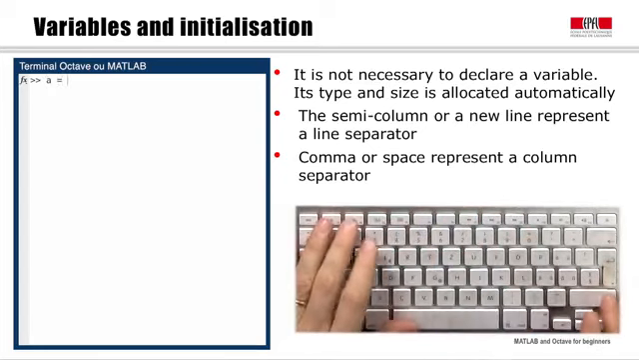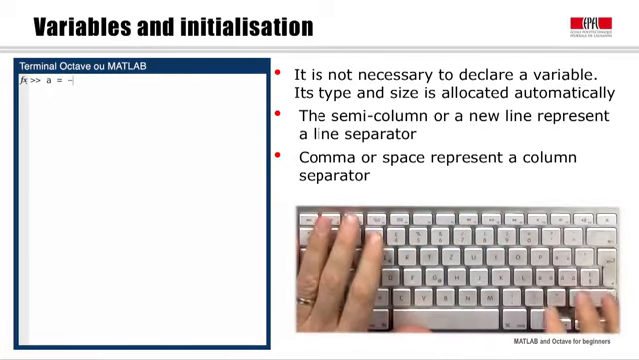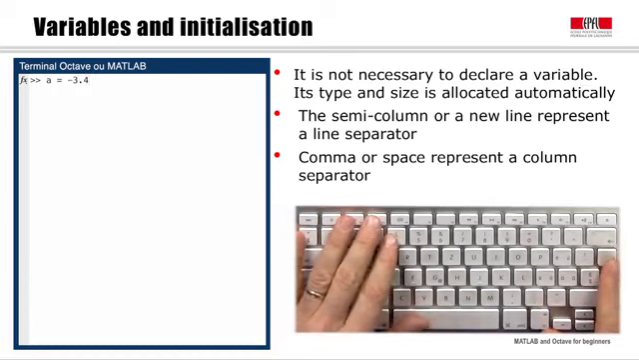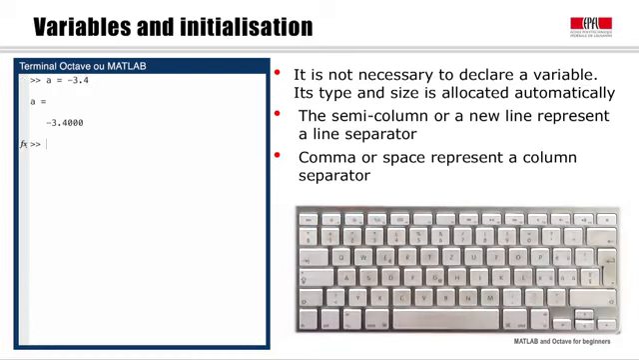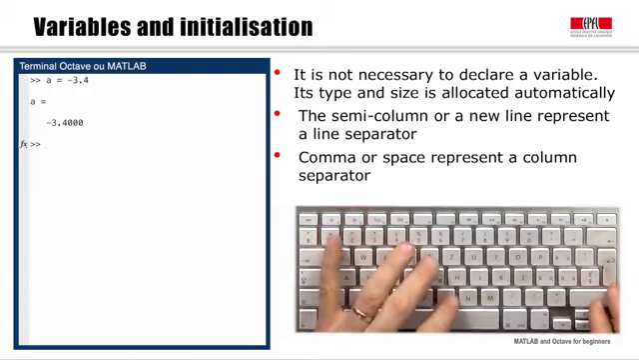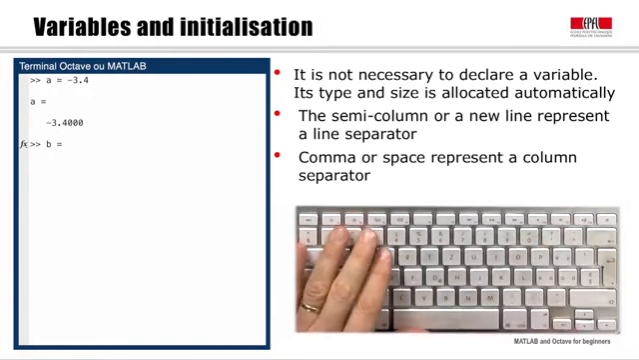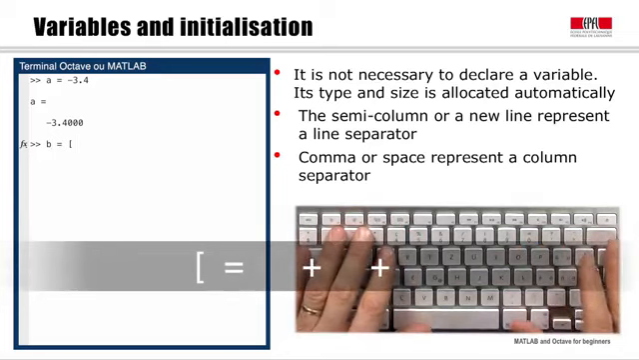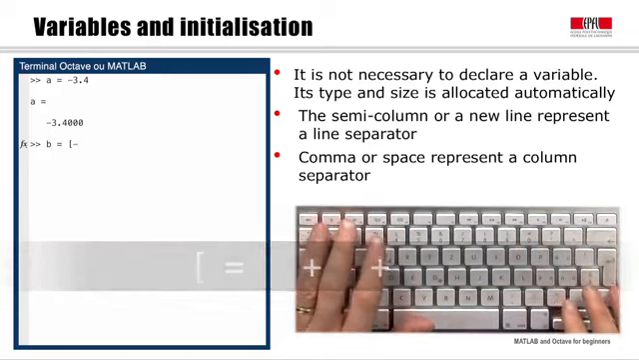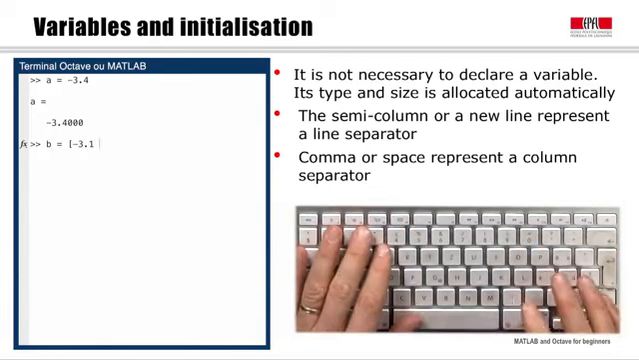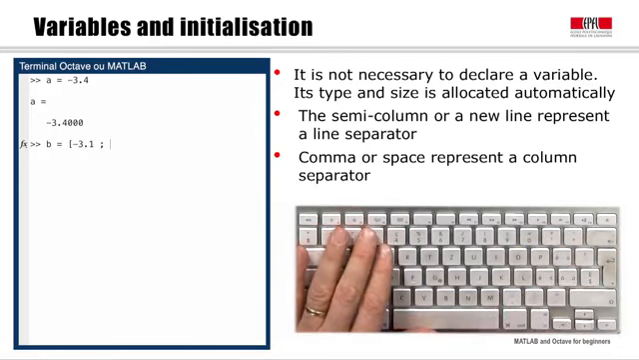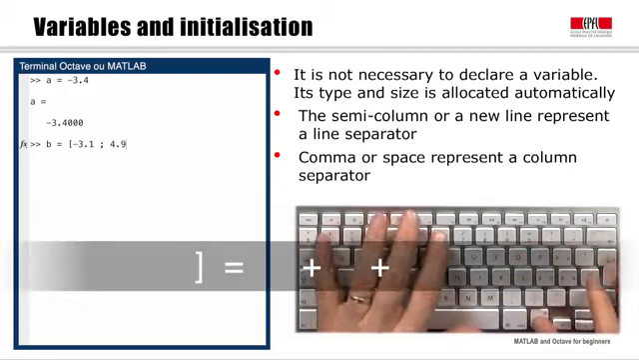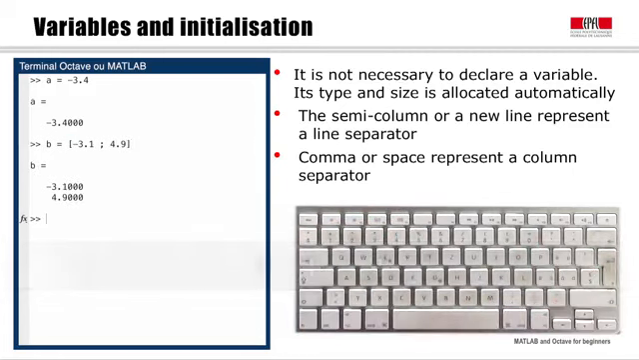So for example, if you want to set the variable at -3.4, I can simply type a equal to -3.4 and MATLAB or Octave recognizes it. I can simply define column vectors. For example, I want to use b equal to bracket -3.1 semicolon 4.9 and then I close the brackets. And here I have defined a vector b, which is a column vector.